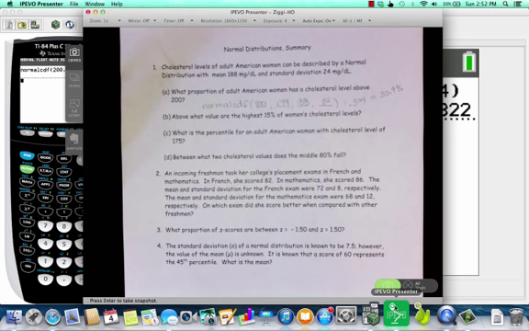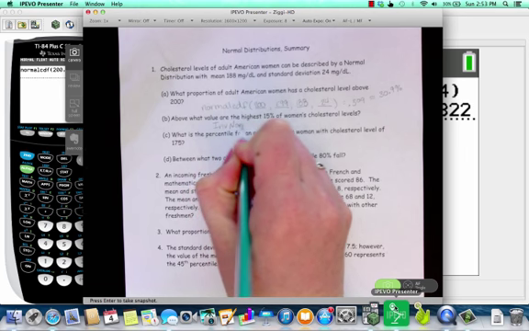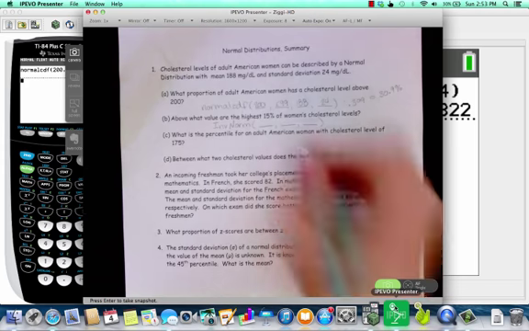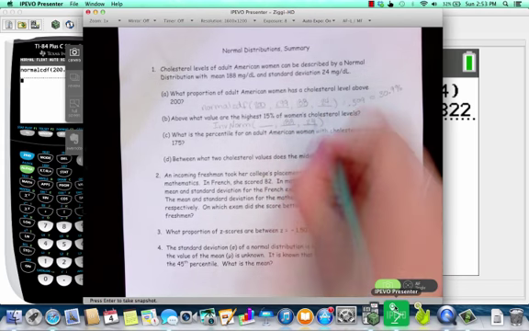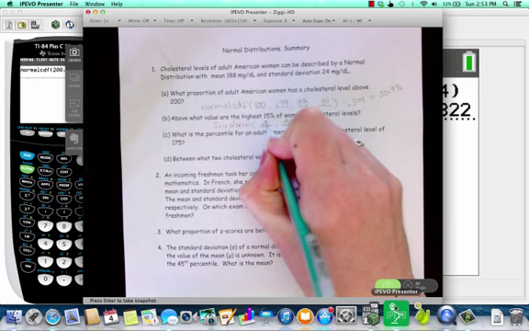Okay? Now, part B. Above what value are the highest 15% of women's cholesterol levels? They're giving us a percent, and we want to know what cholesterol level is associated with that percent. In this case, you're going to use the function inverse norm. Inverse norm has 3 parameters, and the last 2, once again, are your mean and standard deviation. The first parameter is the percentage below. If we're looking for the highest 15%, then below that we're going to have 85%. So we're going to have to put in 0.85.